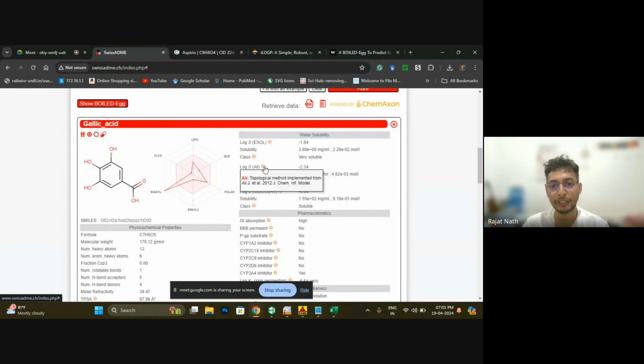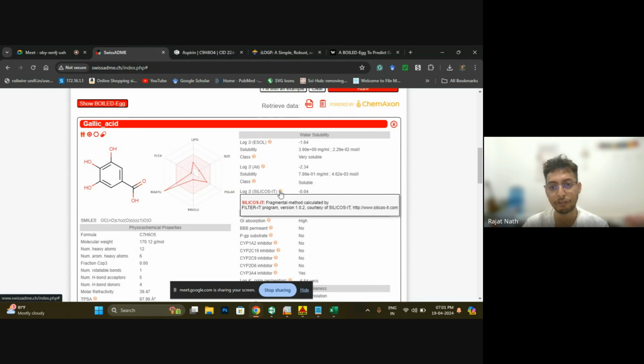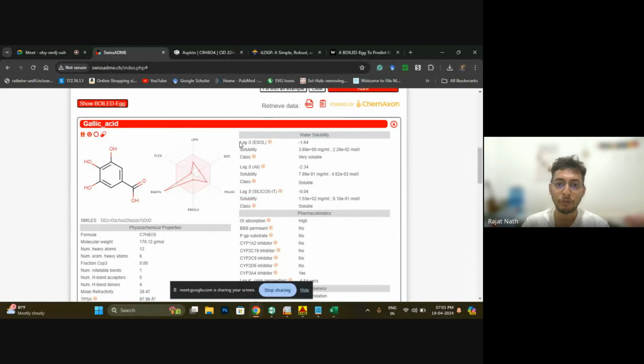This is another method used by another scientist, and this is another method used by another scientist. All the methods are used to predict the water solubility status of this compound, but they use 3 different algorithms given by 3 different scientists. According to log S, that is by ESOL, this compound is showing very soluble. That means it is very much soluble in water.